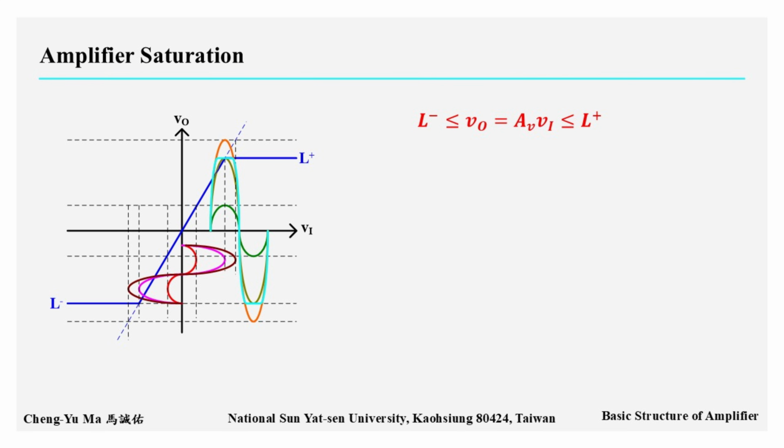Therefore, in order to avoid distortion in the amplified signal, the output voltage, vO, must lie between L- and L+. Therefore, the range of the input signal is limited to between L-/Av and L+/Av.